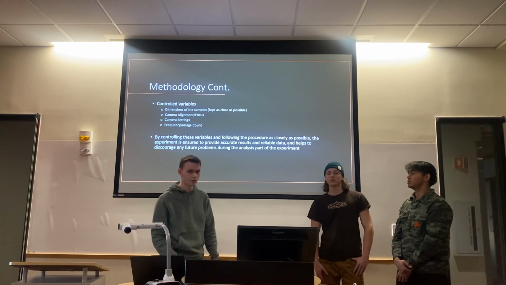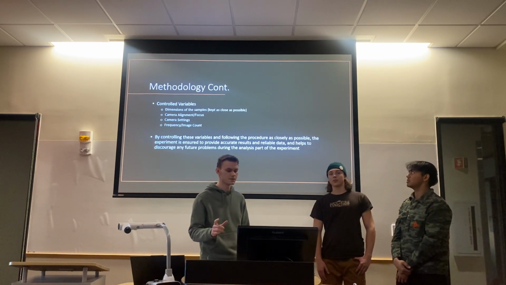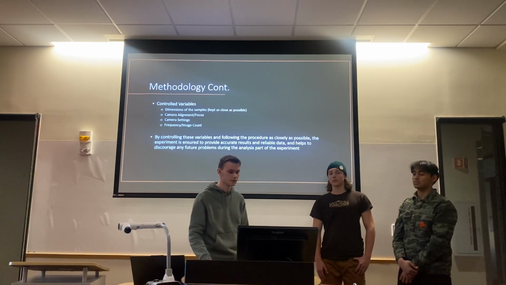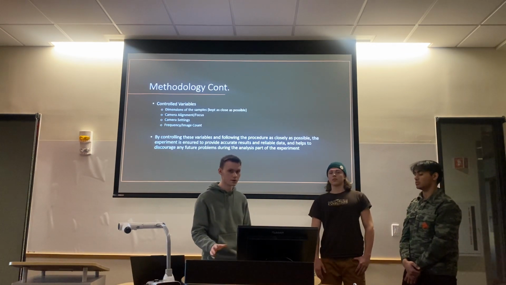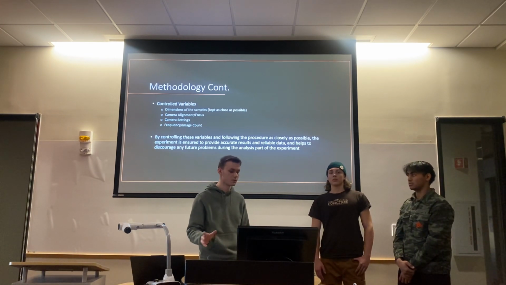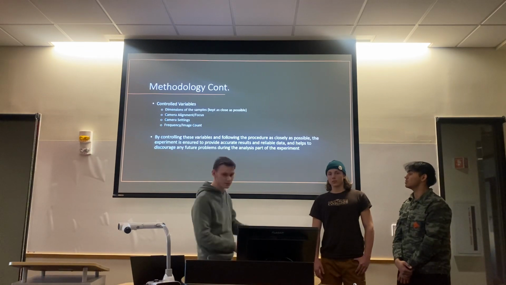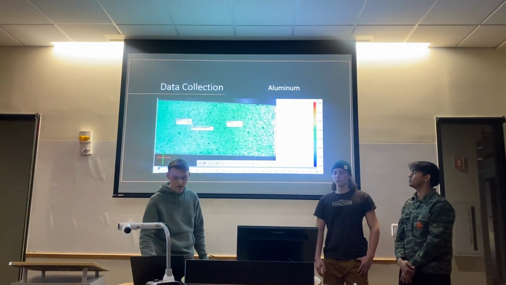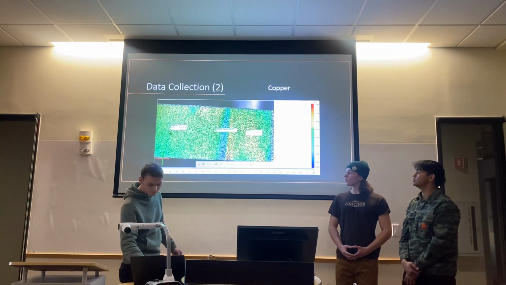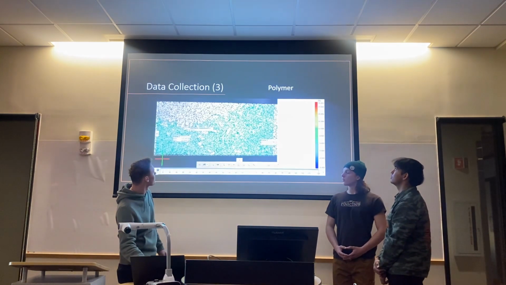And then some of the controlled variables we had for this lab. The dimensions of the samples were pretty much the same. We tried to keep them as close as possible. We tried to make sure the camera alignment and the focus were all the same, along with all the camera settings, and then the frequency and image count were all the same. By controlling all of these variables, we basically ensure that the results are very accurate, and hopefully you'll see that they work. So these are some of the pictures that we got, for aluminum, and then the copper, and then the polymer.